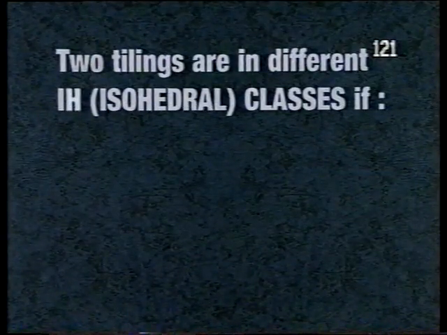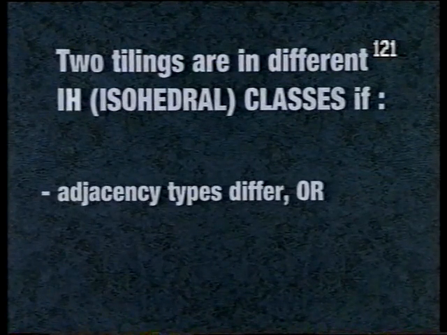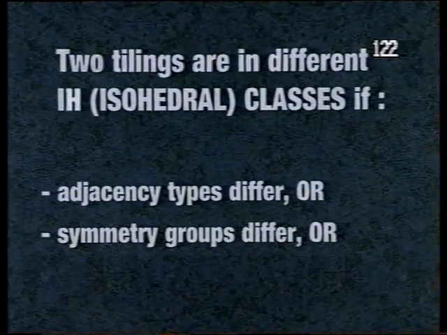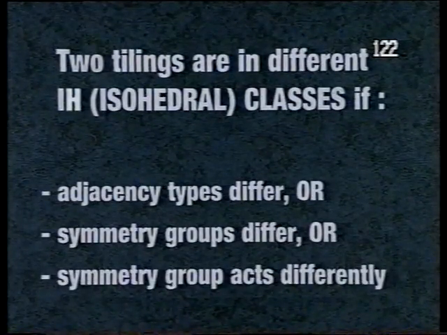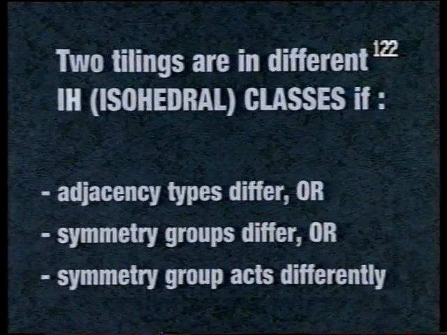On the other hand, there are some physically different tilings that we might feel intuitively should be in the same class. For example, if you apply the kind of deformation that Fred recommended you to try, this allows you infinitely many possibilities. But we wish to classify all transitive tilings into a finite number of classes. What we shall do is to say that 2 transitive tilings are in different classes if, firstly, the adjacency types differ, or secondly, the symmetry groups differ, or thirdly, even though their symmetry groups are the same, they act differently on the 2 tilings.